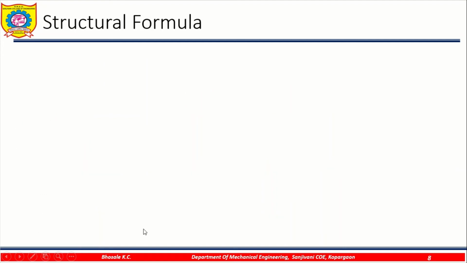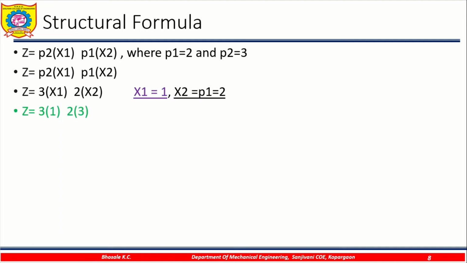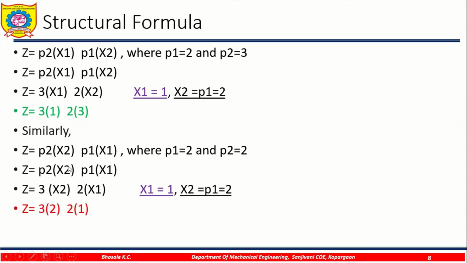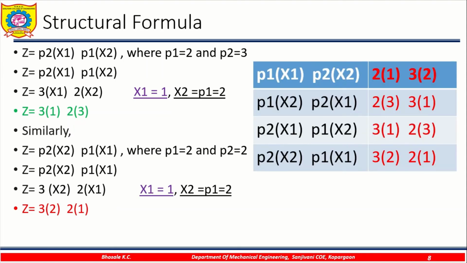Likewise we can write the third one: 3 into 1, 2 into 3. Finally, it is 3 into 2, 2 into 1. To summarize, these are the four structural formulas for 6 speed steps: 2 into 1, 3 into 2; 2 into 3, 3 into 1; 3 into 1, 2 into 3; 3 into 2, 2 into 1. These are the four different structural formulas for 6 spindle speeds.